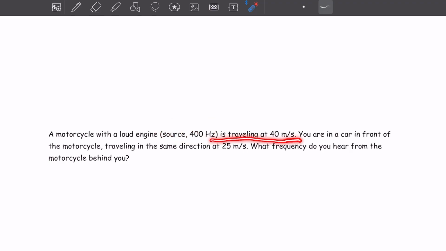Okay. A motorcycle with a loud engine, which is the source, and it's at 400 Hz, is traveling at 40 meters per second. You are in a car in front of the motorcycle traveling in the same direction at 25 meters per second. What frequency do you hear from the motorcycle behind you?